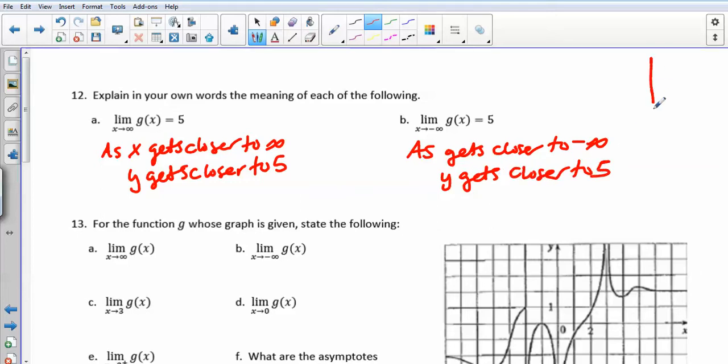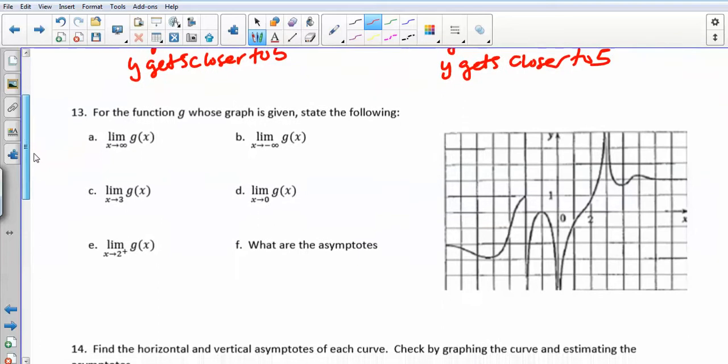So that could happen, for example, if you have an equation with a horizontal asymptote at y equals 5. As x gets closer to infinity, the y will get closer to 5. And as x gets closer to negative infinity, the y will also get closer to 5. Alright, in 13, we're looking at a graph again. We want the limit of g of x as x approaches positive infinity. So it seems to be leveling out here at an asymptote. I'm going to say that this asymptote is at y equals 2. So we're going to say that this limit is 2.